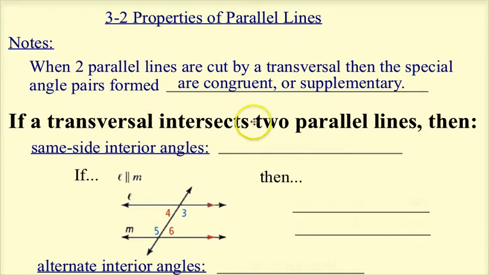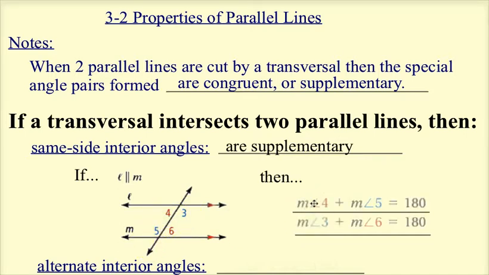If a transversal intersects two parallel lines, then the same side interior angles are supplementary. Remember, the interior angles are the angles in between the parallel lines. So 3, 4, 5, and 6 are my interior angles, the same side interior angles. And this is telling me that line L is parallel to line M. We can also see it by the notation on the picture. This little red symbol is showing that they're parallel. So these same side interior angles 3 and 6 are supplementary, and 4 and 5 are supplementary.